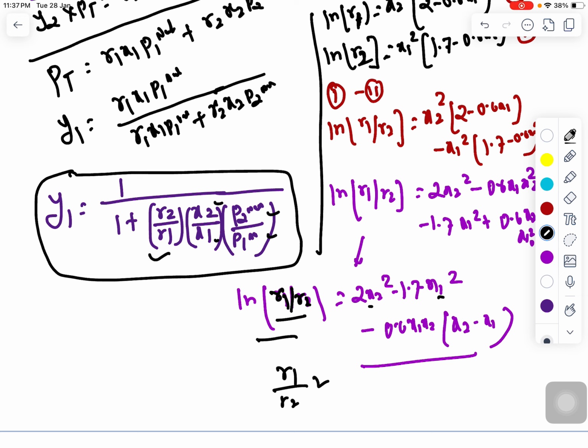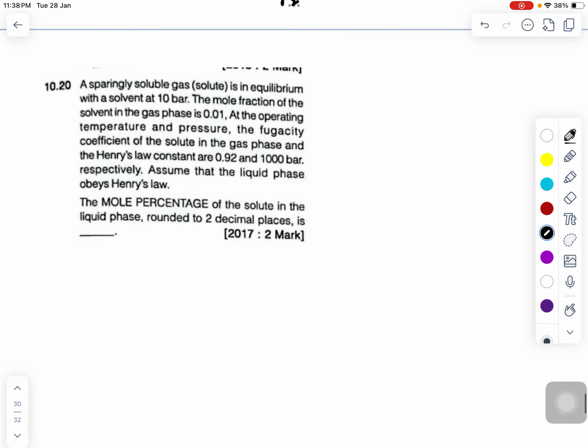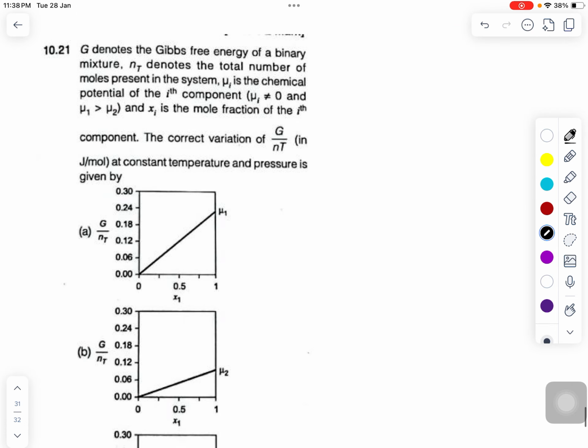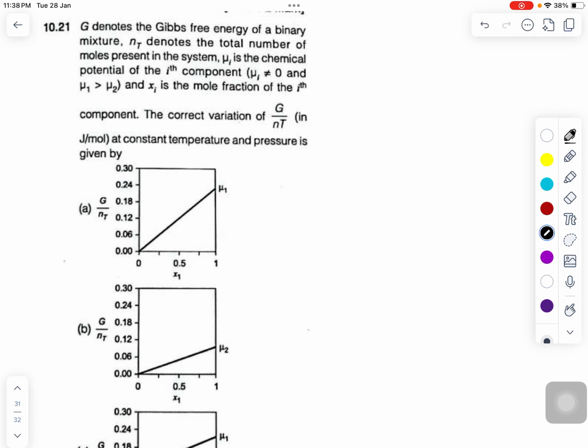Okay, so these kind of questions are very, very important for examination, so you should know how to solve this kind of problem. Okay, then I'll be moving towards the next question, the last question of this solution thermodynamics PYQ. So the question says that G denotes the Gibbs energy of a binary mixture, and nT denotes the total number of moles, mu i is the chemical potential of the ith component, and the correct variation of G by nT at constant temperature and these things.